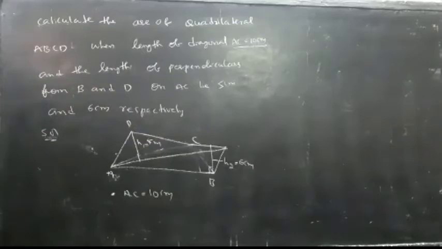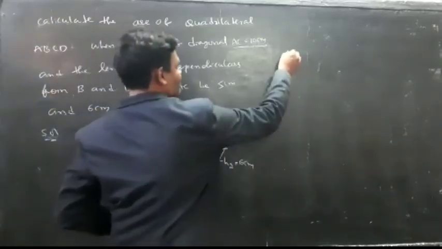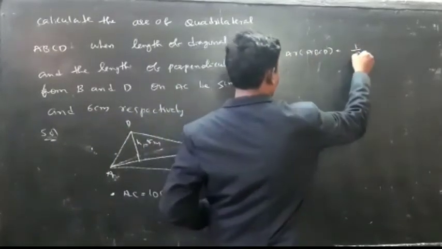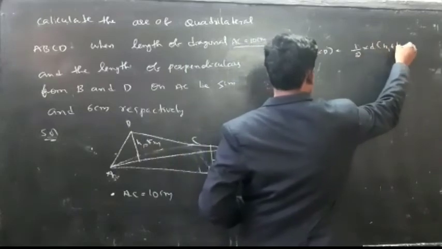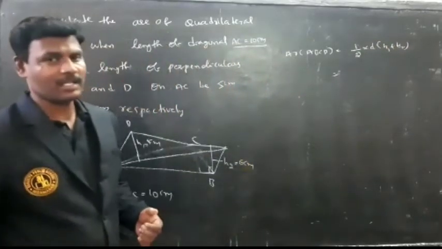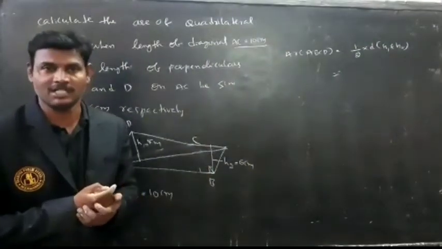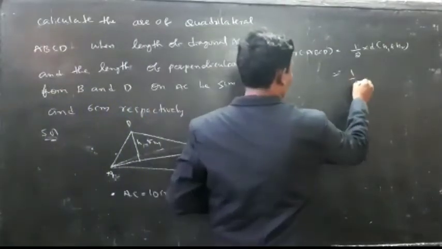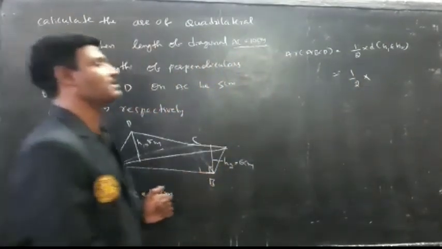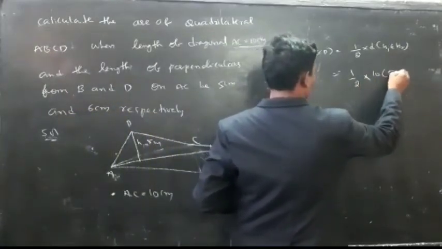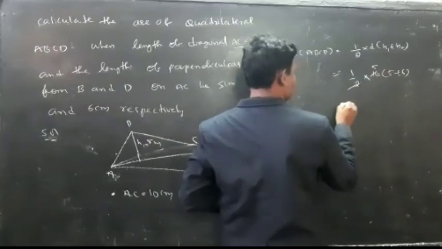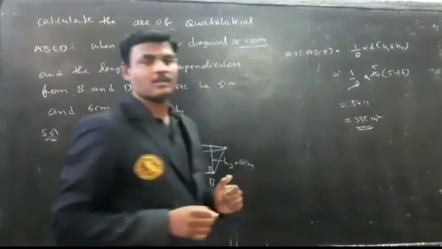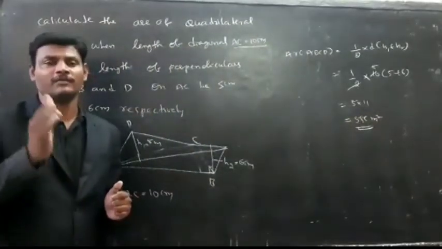Now you have to find the area of the quadrilateral. To find the area of quadrilateral ABCD, what is the formula? Half into d into h1 plus h2. In this, what is the meaning of d? d is nothing but the diagonal of the quadrilateral, and h1, h2 are the perpendicular lengths. Then half into, what is the length of the diagonal? 10 centimeters. Into h1 plus h2, 5 plus 6. 2 ones are 2, 5s are 5 into 11 is equal to 55 centimeters square. So the area of the given quadrilateral is 55 centimeters square.